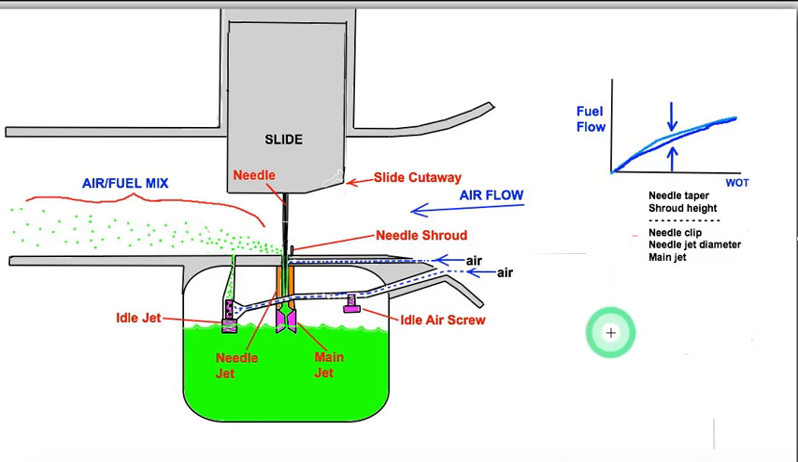It's the sequence is always idle, low throttle, mid-throttle, and wide open throttle. That's the only correct sequence. And then sometimes after you make that final adjustment on the main jet, you have to skip back to mid-throttle and maybe make another adjustment there, then maybe make another adjustment there, because the two affect each other, okay?